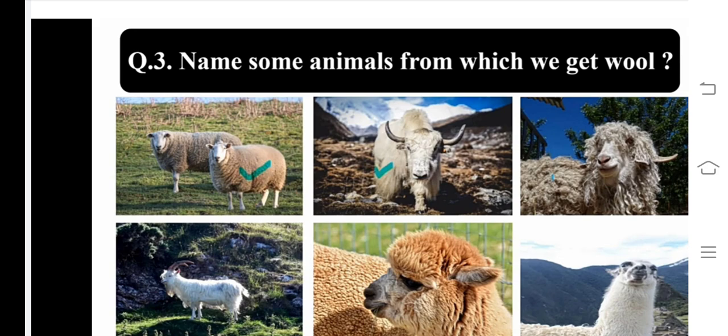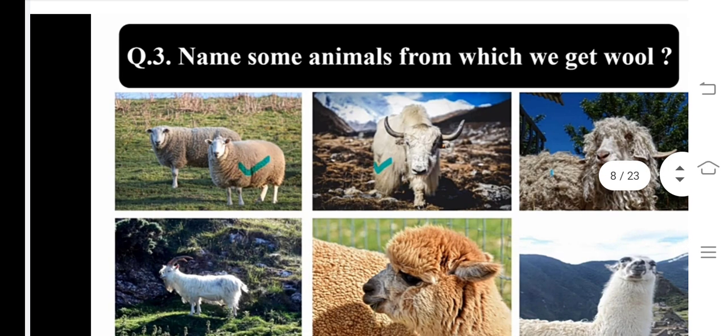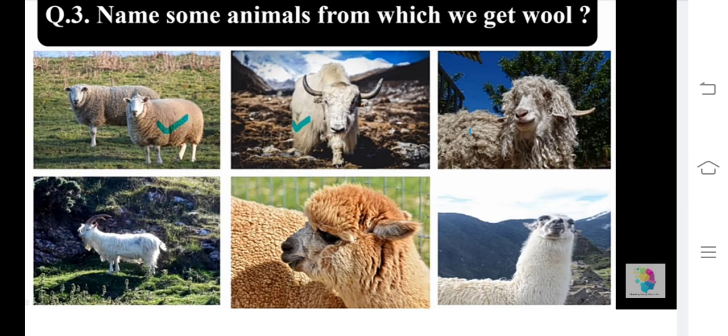Can you give some examples, ma'am, of animals from which we get wool? Yes. Observe this first picture, children. Sheep, yak. This is Angora goat. See, thick fur, children. And Kashmiri goat. Alpaca. Next, another very important one, llama.